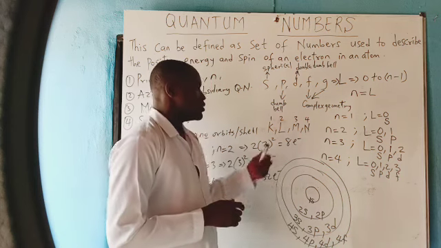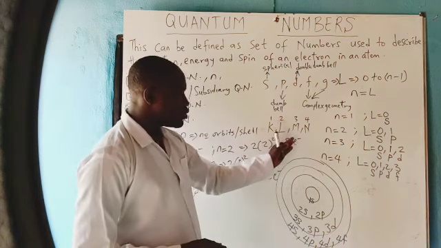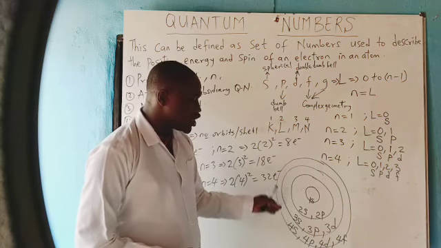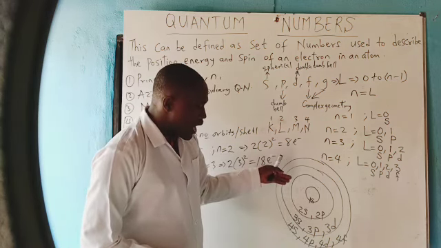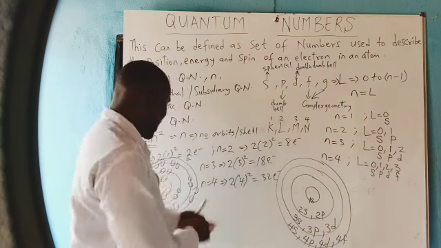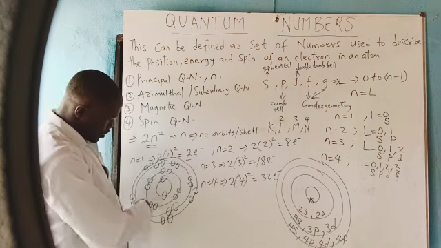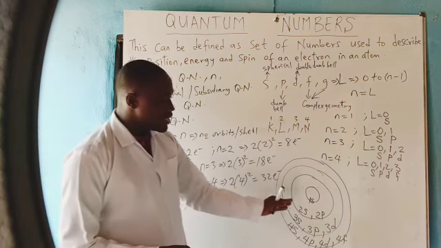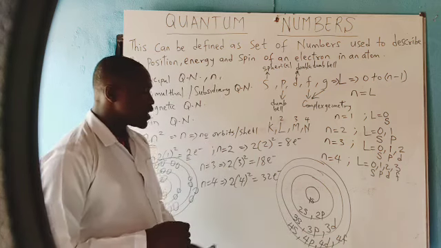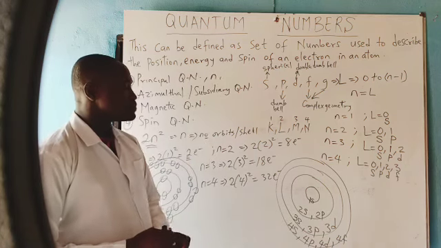Okay? Now, we have been able to locate the subshells in the orbital. These are the points where the electrons we are looking for are to be located. And so, how do we do that?